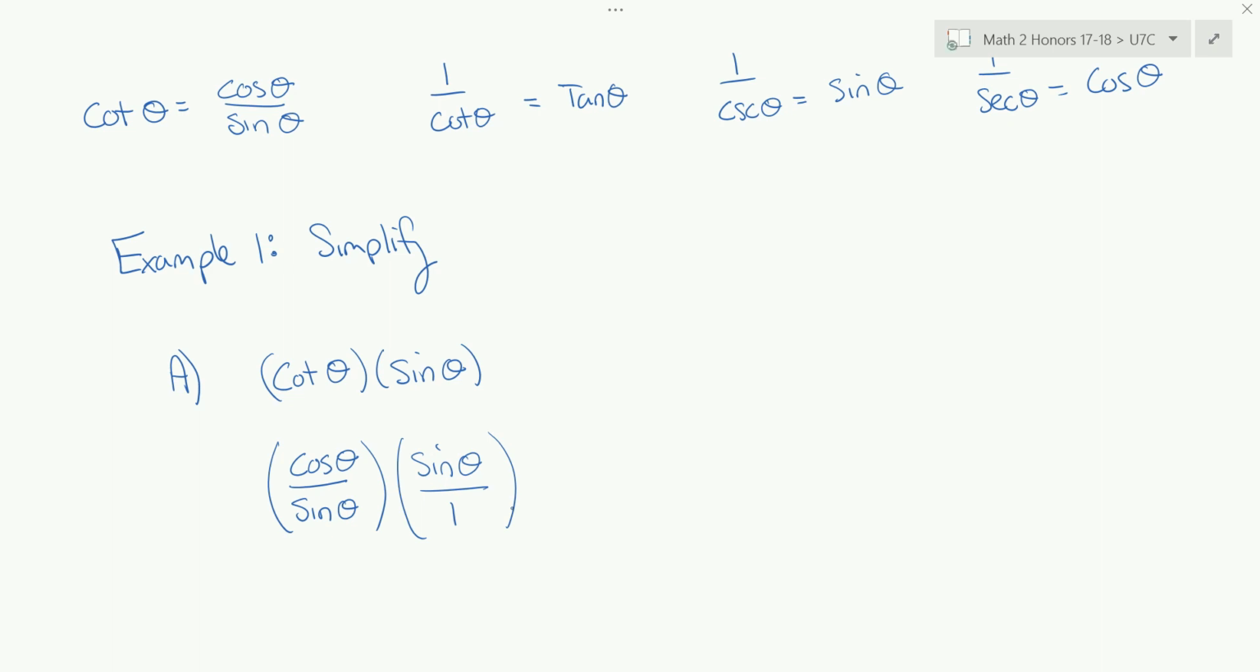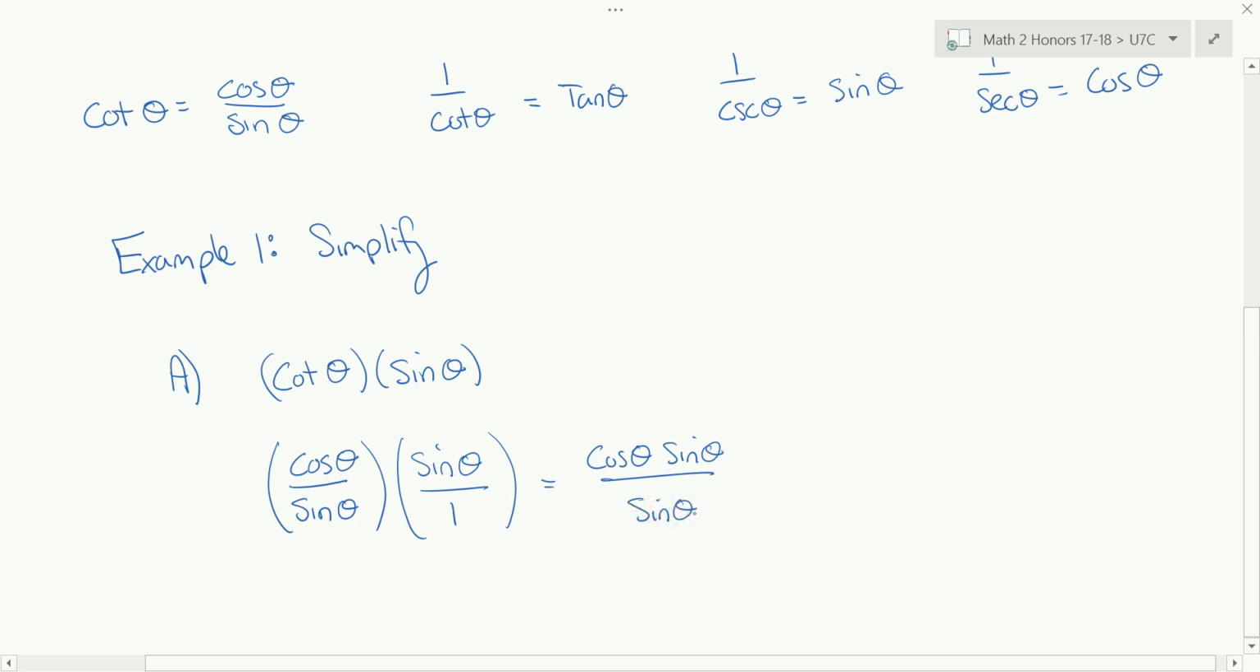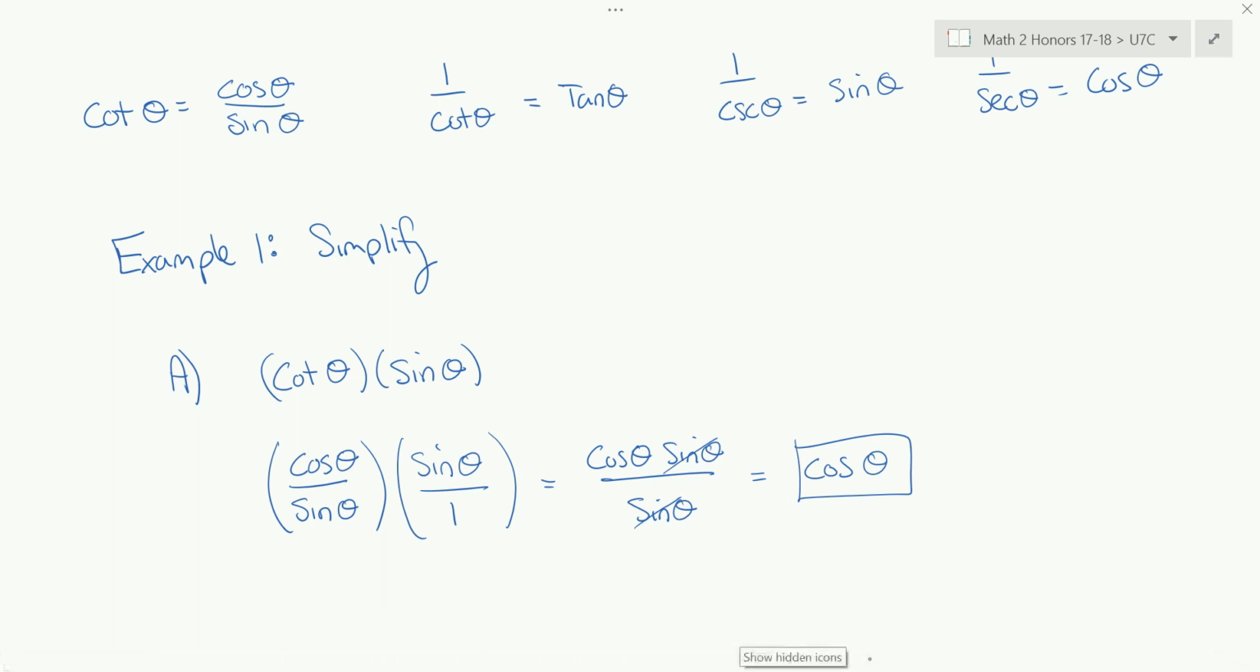So when you multiply fractions together, you multiply top with the top. So we get cosine theta times the sine of theta, and sine theta times 1. And we can reduce the fraction. So we divide by sine theta, and we end up with cosine theta. Okay, so we've simplified it down. Cotangent theta times sine theta is actually equal to cosine theta.